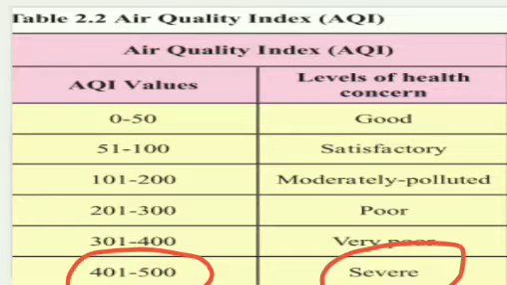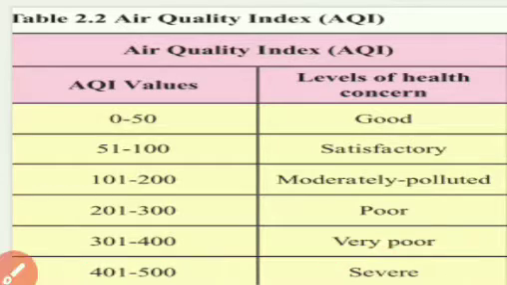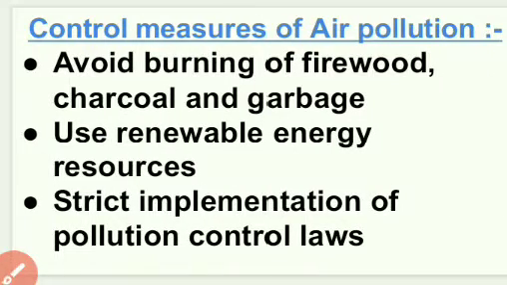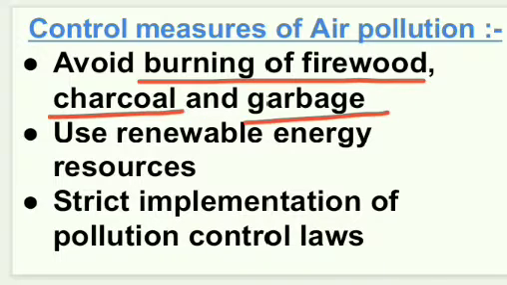Now, after talking about air quality index, let us talk about control measures of air pollution. How can air pollution be controlled? It is very essential that we reduce this air pollution, and to control it, we need to avoid burning of firewood, charcoal, garbage, etc. In India, more than 50% of the people live in rural areas, and these rural people use firewood as one of the important sources of fuel. So we have to stop this burning of firewood.